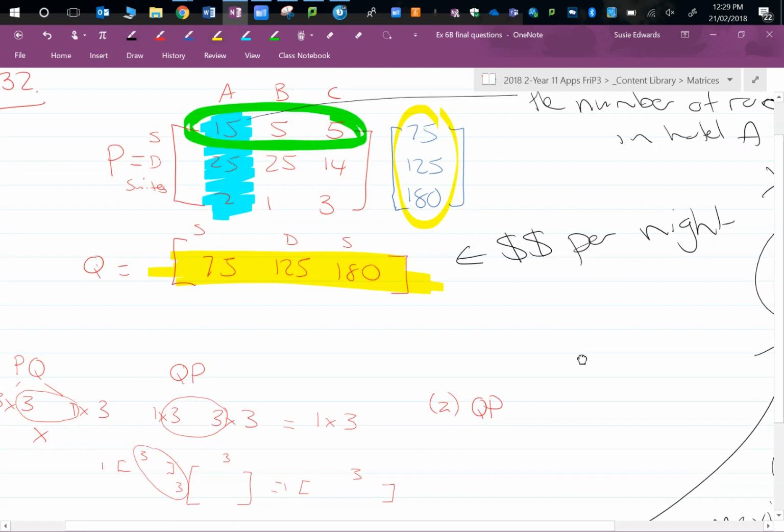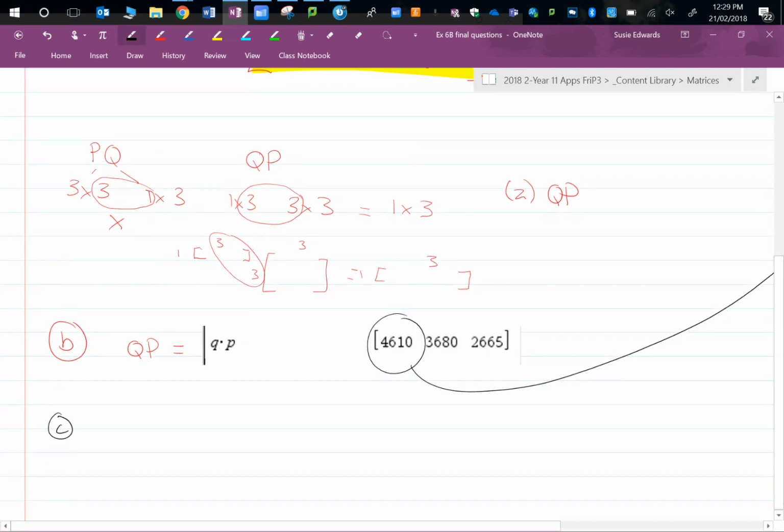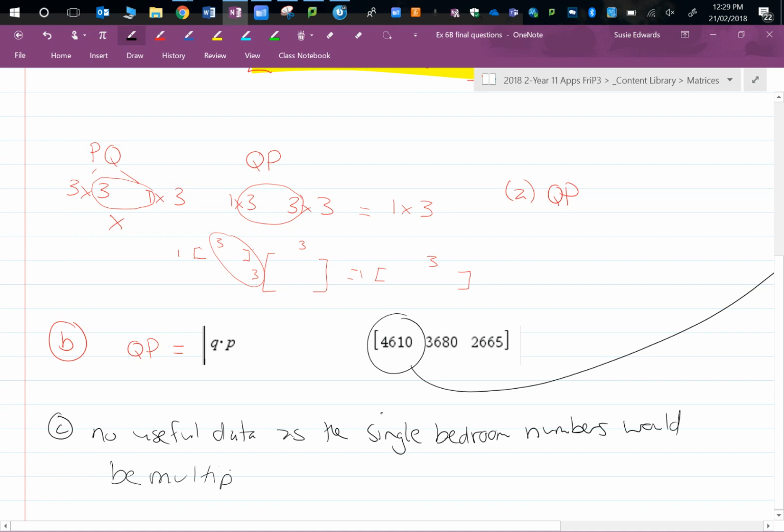It's hard. This is why you need to practice, yeah? It's not an easy topic when you get to the worded questions, but it's an applications course. So you need to think about applications, okay? So the question says, suppose instead the matrix products would be formed, it would give you no useful data as the single bedroom numbers would be multiplied by the price for the wrong rooms. So it doesn't give us the right thing.